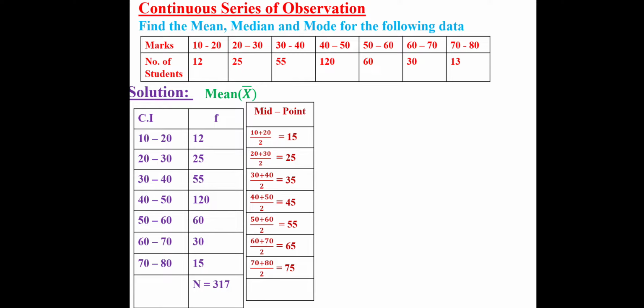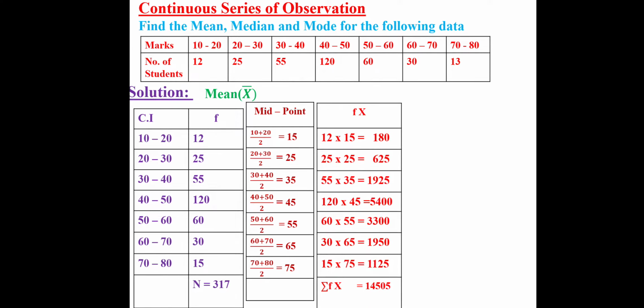10 plus 20 divided by 2, 15. 20 plus 30 divided by 2, 25. 30 plus 40 divided by 2, 35. 40 plus 50 divided by 2, 45. 50 plus 60 divided by 2, 55. 60 plus 70 divided by 2, 65. 70 plus 80 divided by 2, 75. Like that we can find them.